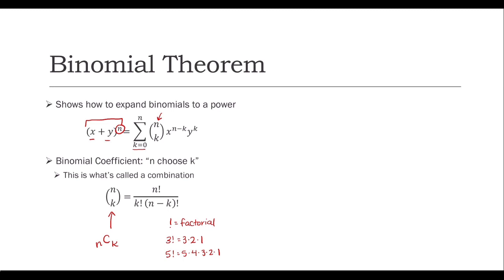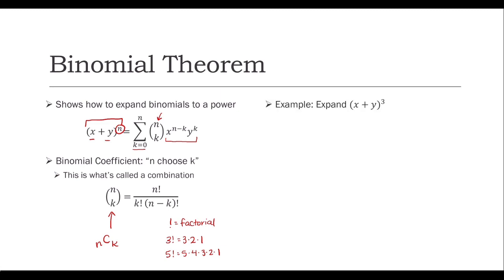So we're going to have n choose k times x to the n minus k times y to the k. So you'll understand a little bit more of what that means as we go through an example. So then we also have our binomial coefficient. So that's this n choose k, and that's a combination.